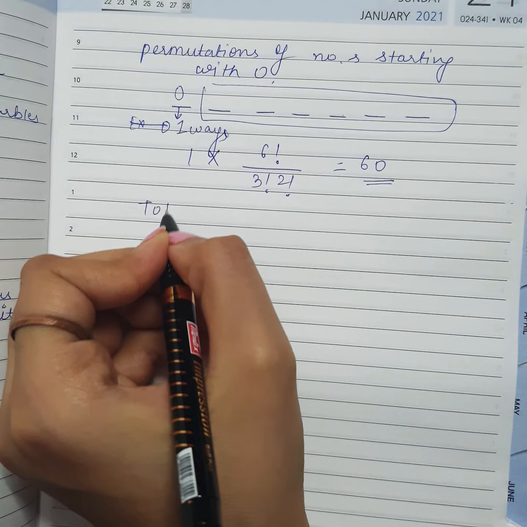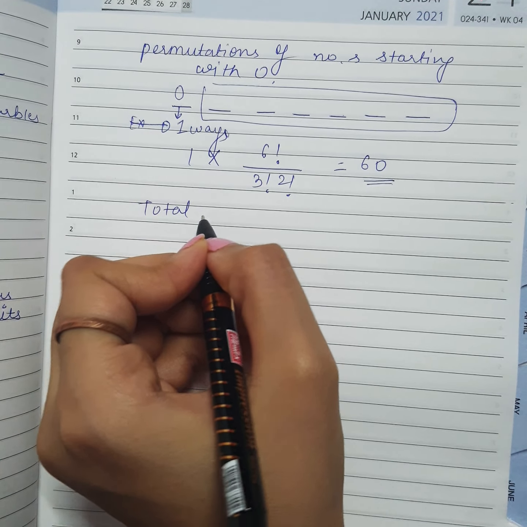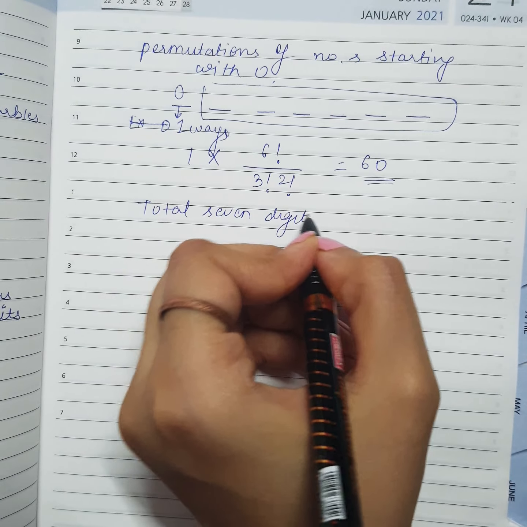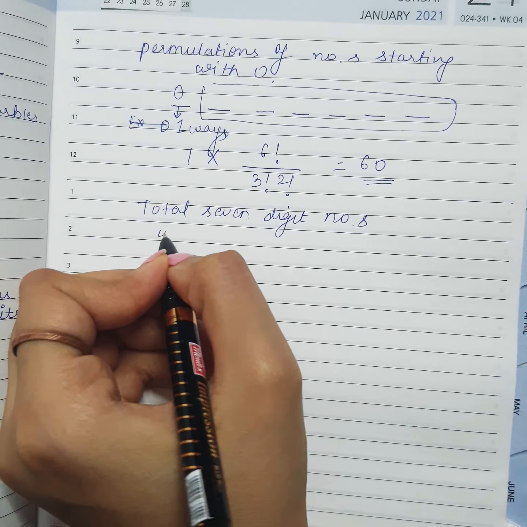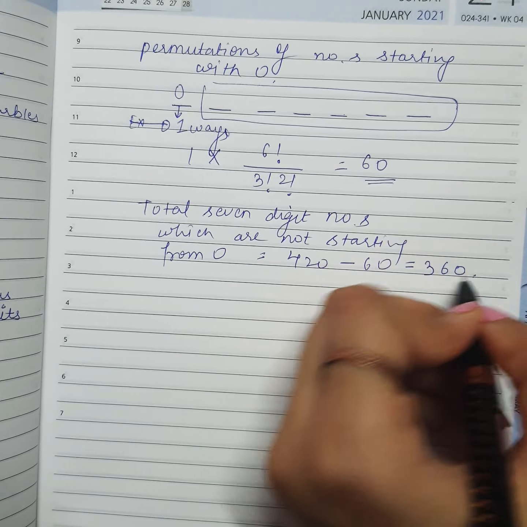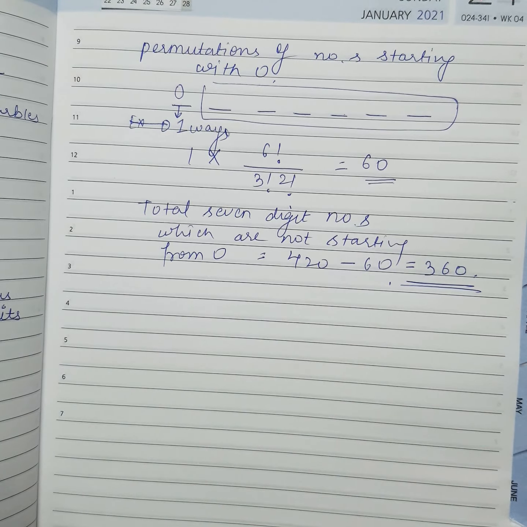So total 7-digit numbers which are not starting from 0 will be the total minus the ones which are starting from 0. So this is 360. That's the answer.